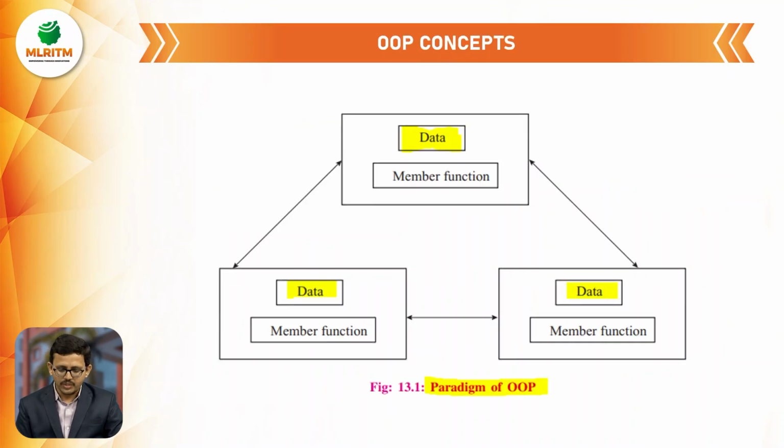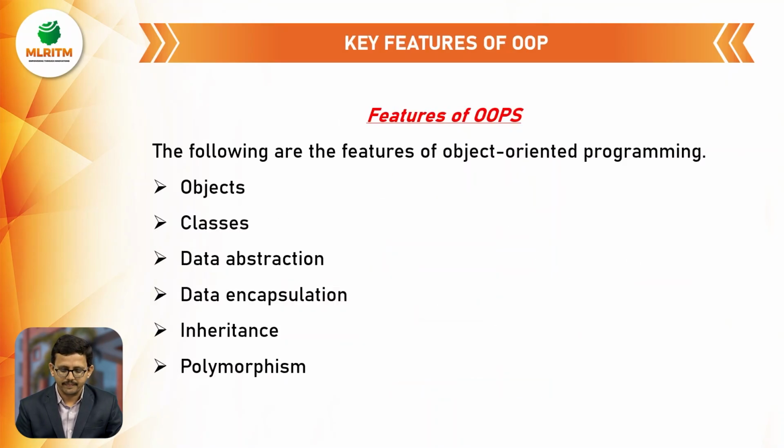Okay, so this is the picturization of object-oriented programming. It contains the basic things called classes, which in turn contain data and member functions, and they are interrelated to each other. All the objects are interrelated to each other. This is the paradigm of object-oriented programming.